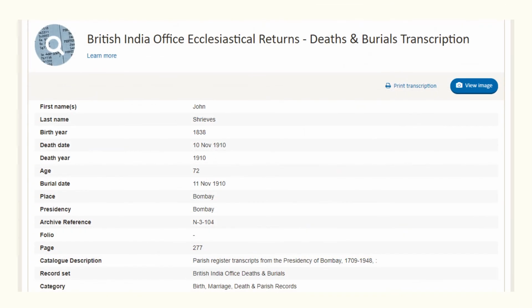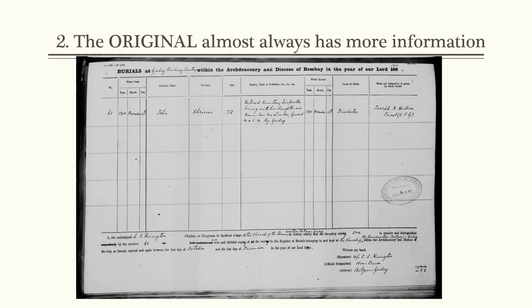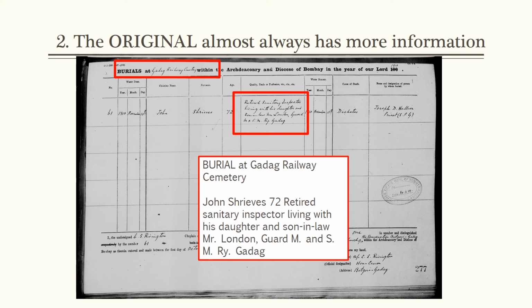In this next example, we see the extracted record of the burial of John Shreves in Bombay, India in 1910. The original shows not only the burial date and place, but also the cemetery where he was buried, and tells us that he was living with his daughter and son-in-law, who I had previously not found, even giving the name and occupation of the son-in-law. It says, John Shreve, 72, retired sanitary inspector, living with his daughter and son-in-law, Mr. London, guard M&SM Railway, Gadag.